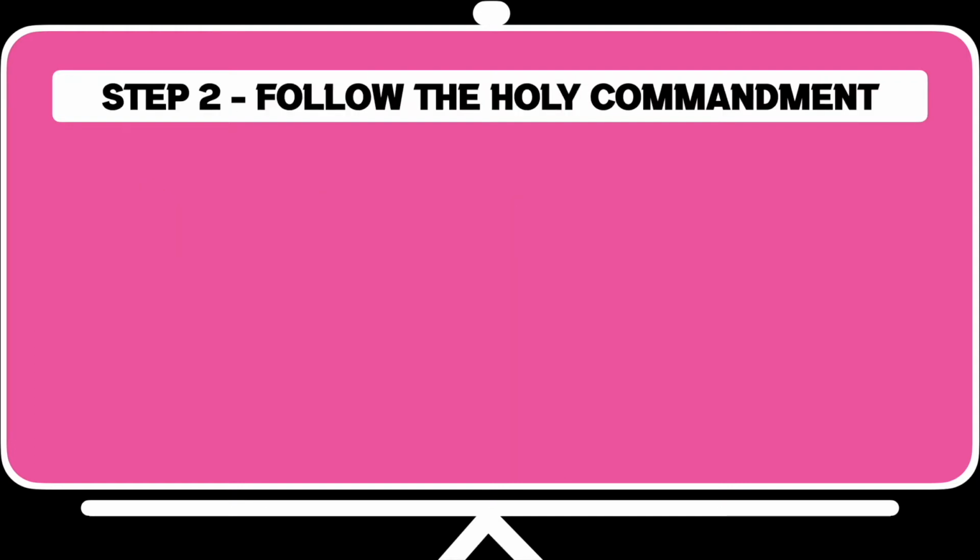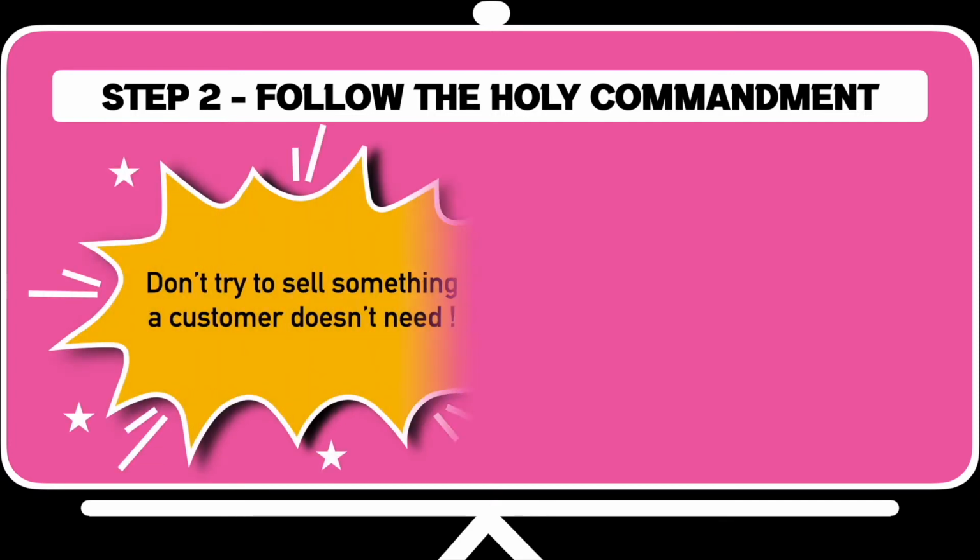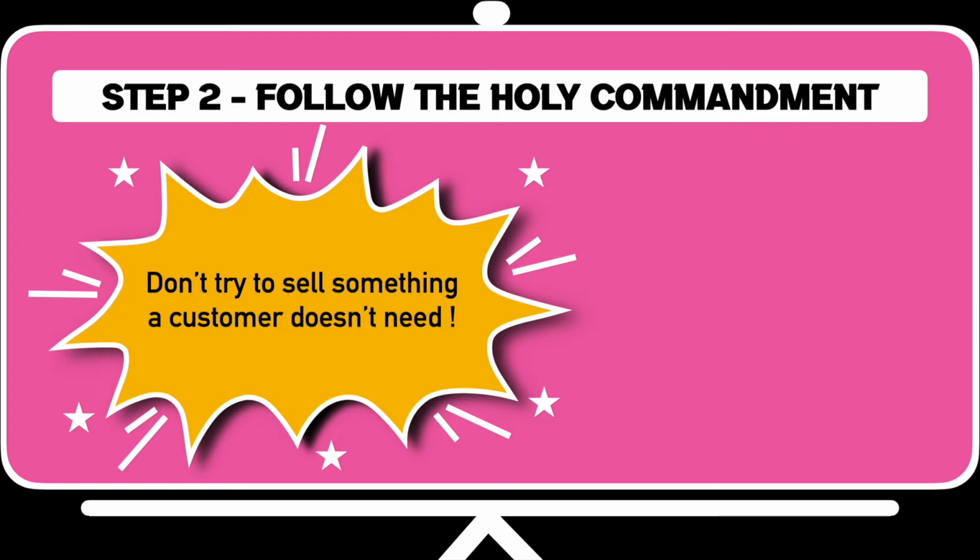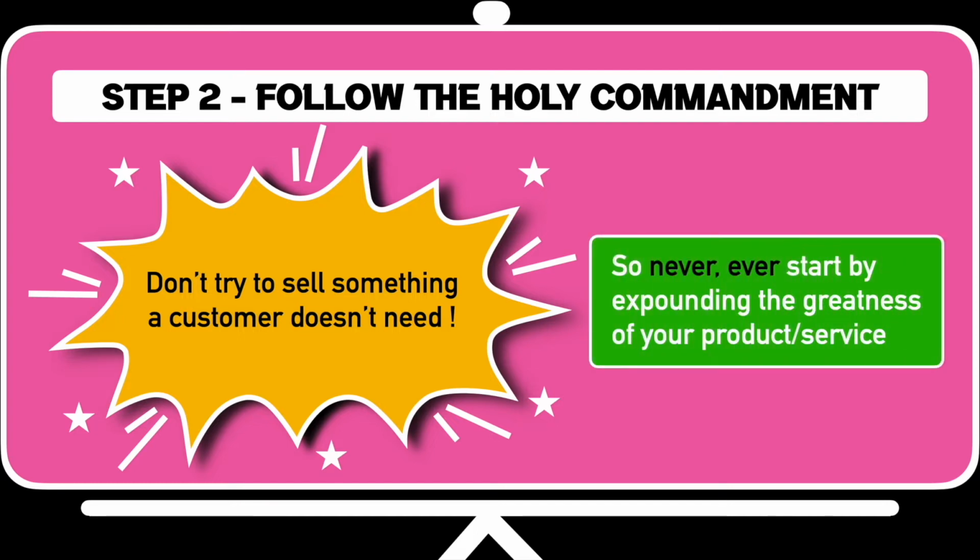Step 2 is you need to follow the holy commandment of any kind of sales. And I call this the holy commandment because if you fail in this, then you have failed in any kind of sales. So, don't try to sell something to a customer who doesn't need it. So why most of the door-to-door salesmen cannot convert a sale is because they open their speech with the good points of a product without understanding whether the customer needs the product or not. So, never ever start by expounding the greatness of your product and service. That's a sure shot way of losing your client.